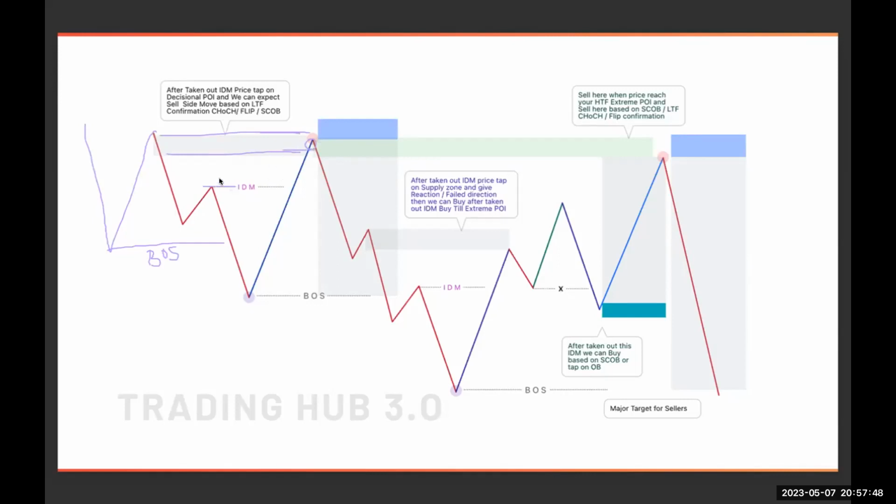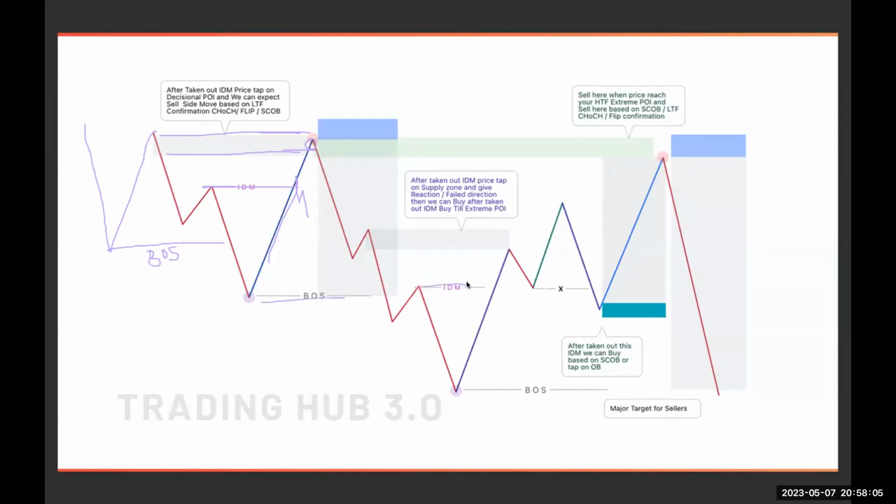And the second thing is here: if price does not tap here and just sweeps this inducement, then you can sell here based on a single candle order block. In that case, you don't need to wait for chalk or flip or anything. Okay, push downside, break the structure.